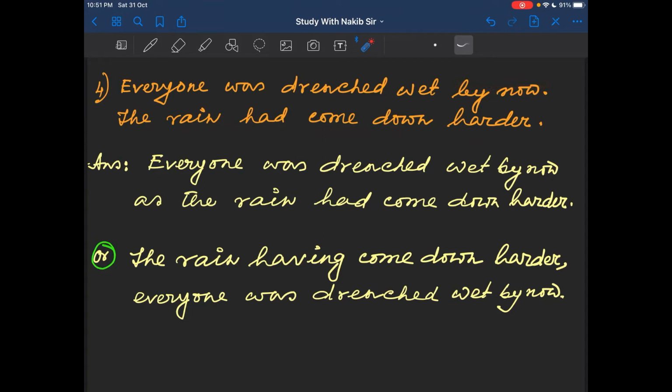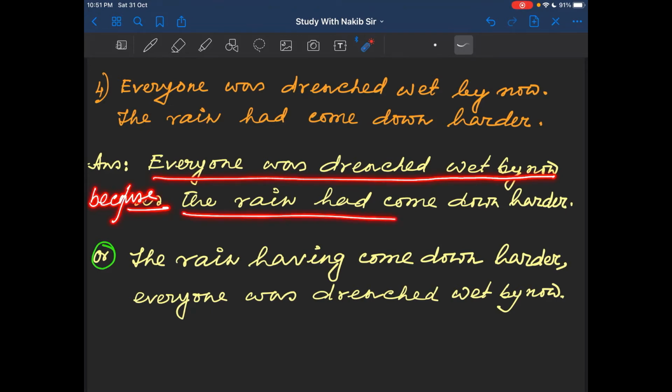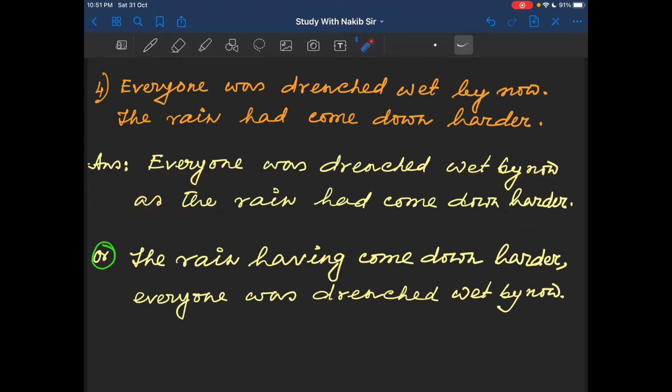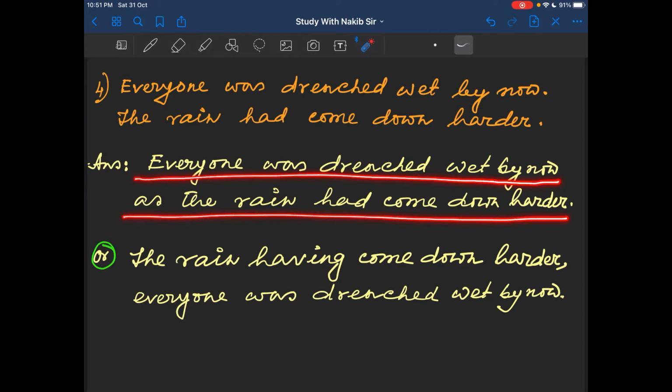So when it is cause and effect, you can use as or because. See, your first combination with as or because. Everyone was drenched wet by now as the rain had come down harder.